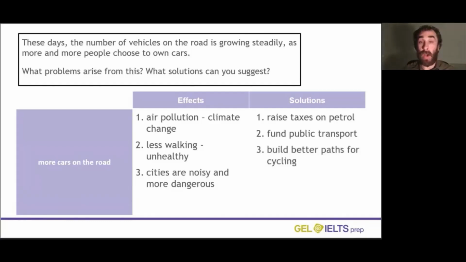3. Build better paths for cycling. This could link to my second point about if people have cars, they don't walk as much, so they're not as healthy. If we have good cycle paths, then people are encouraged to use bicycles instead of their car, which promotes greater fitness amongst the population. So if I had to choose 2 effects to write about and 2 solutions, I think I would choose effect 1 and effect 2, and then I would link 1 to solution number 1, and I would link 2 to solution number 3. There we go. I've got an idea of what I'm going to do with my essay now.